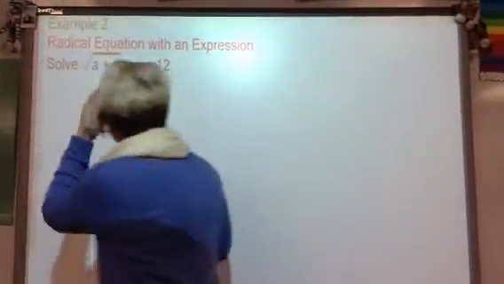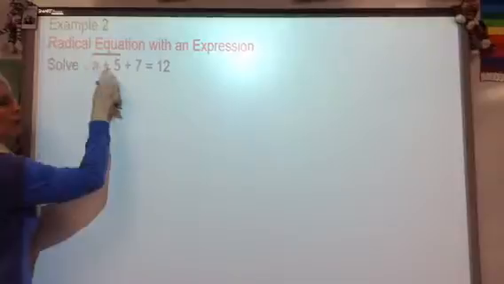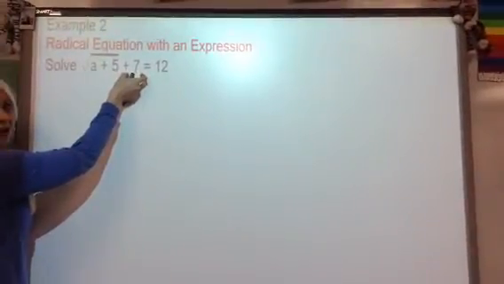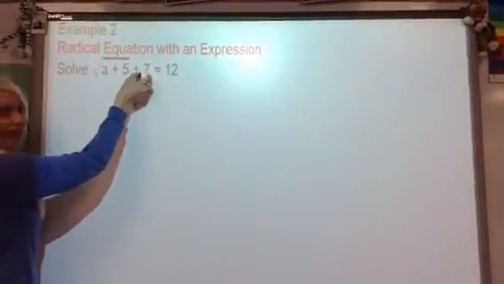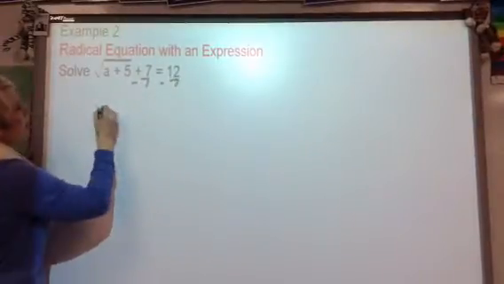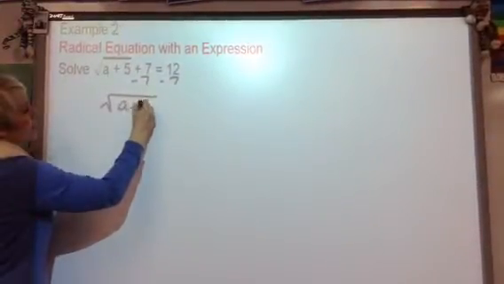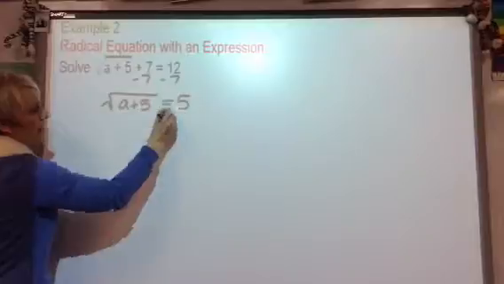In example 2, I want to get everything away from the radical. Can you see that this add 7 is outside the radical? So the inverse of adding 7 is to subtract 7. So now I'm left with radical A plus 5 is equal to 5.